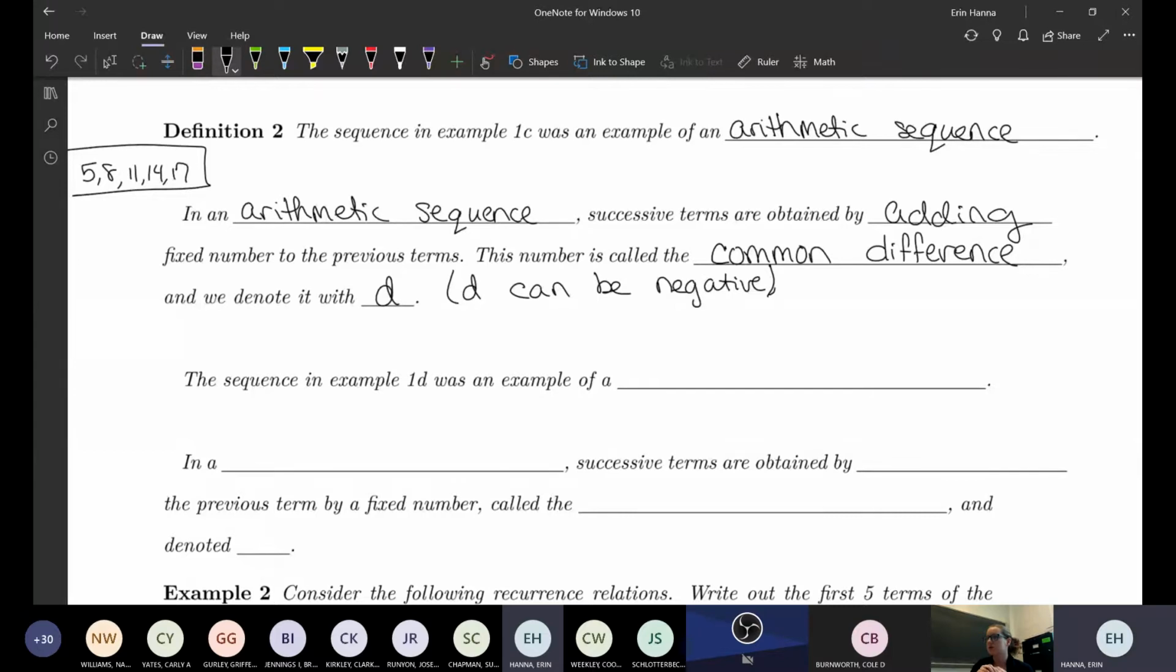Pause for a second. And then the sequence from the last one, where did it start? 4? Yeah, 4, 2, 1, 1/2, that one. That sequence is an example of something called a geometric sequence.